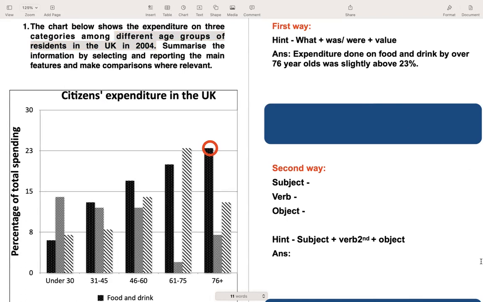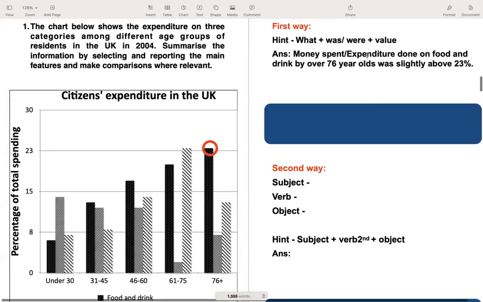Why is it "done"? Because it is the third form, passive voice. Expenditure done on, or the money spent on? Do, did, done. Spend, spent, spent. Expenditure will be done, money will be spent. Expenditure is money spent. You cannot write "expenditure spent."